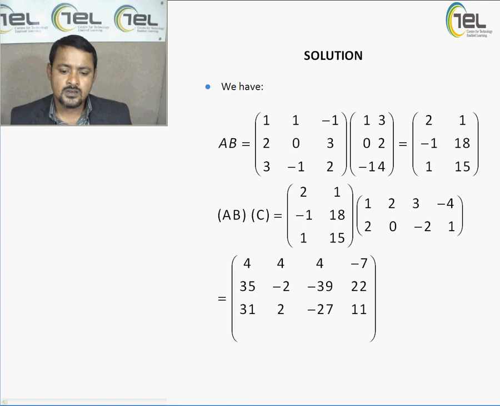First row by first column, first row by second column, first row by third column, first row by fourth column. We have 4 numbers respectively. Then we will multiply the second row with all the 4 columns and write it in the second row. Then we multiply the third row with all the 4 columns and write that in the third row. We get AB multiplied by C. Now we go to the next slide.